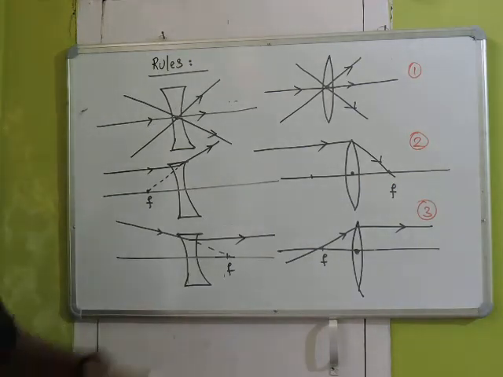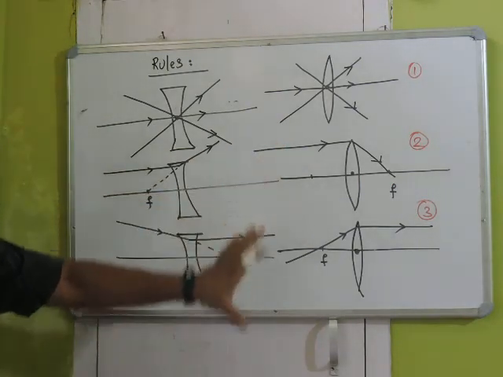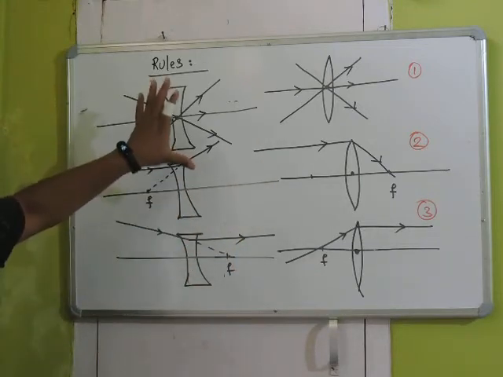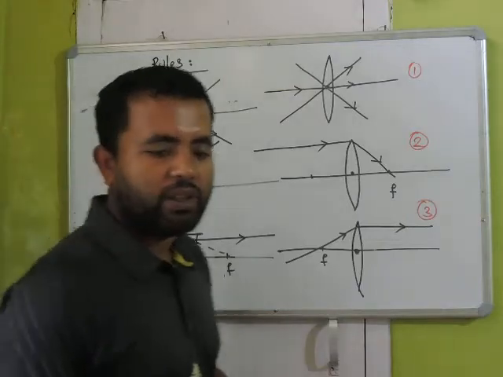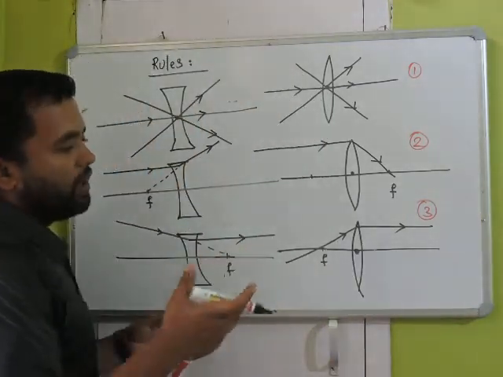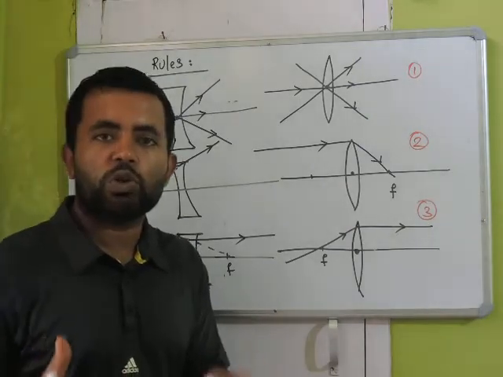So these are three rules only, one for this, one for this, and while drawing a ray diagram we use two rules out of these. While drawing ray diagrams we'll use two rays.